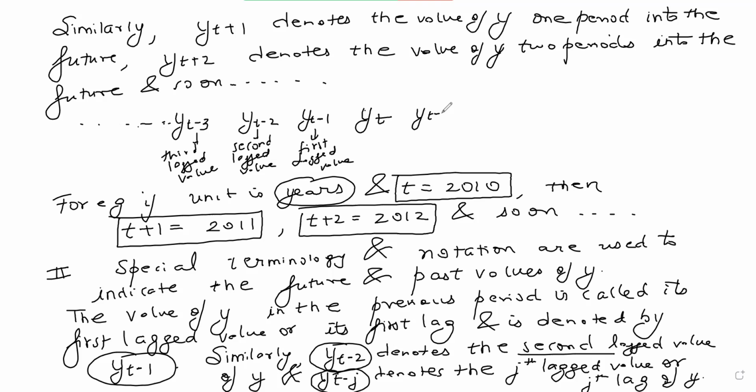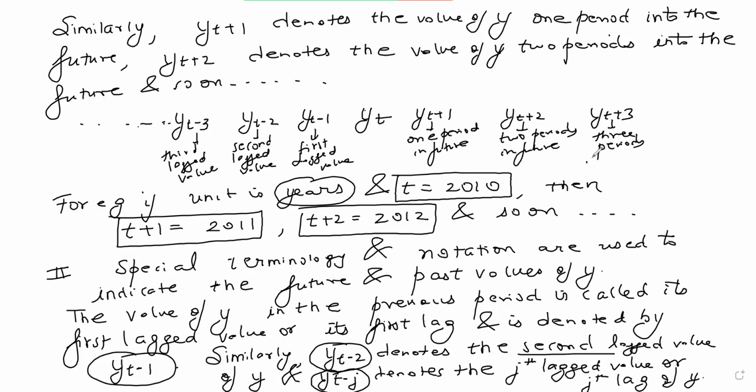Or yt plus 1 is one period in the future. Yt plus 2 is 2 periods in the future. Yt plus 3 is 3 periods in the future, and so on. I can go into the future. This is the value of y in the period t, assuming today we are in period t.